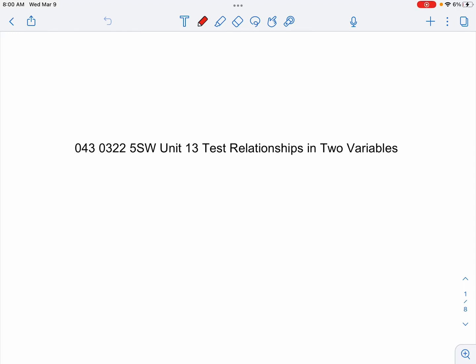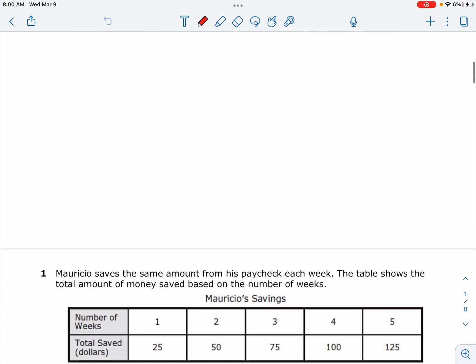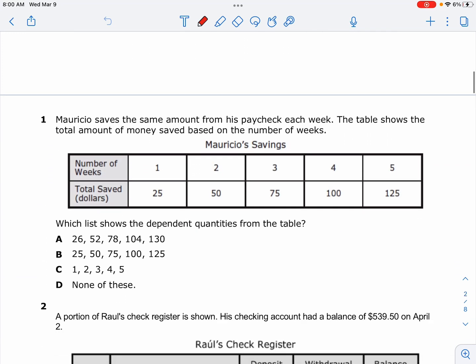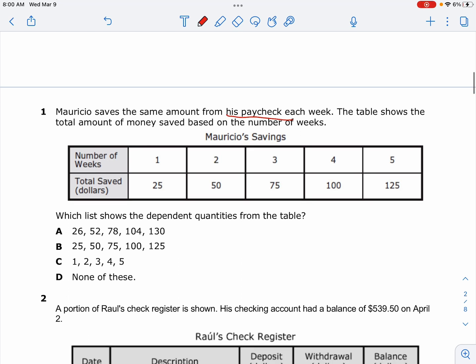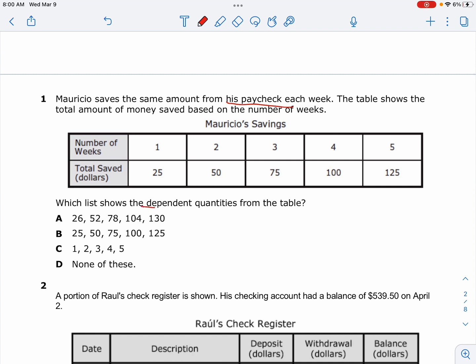Alright, Rams, this is your Unit 13 test corrections video, relationships in two variables. Here we go. Mauricio saves the same amount of money from his paycheck each week. The table shows the total amount of money saved based on the number of weeks. Which list shows the dependent quantities from the table?